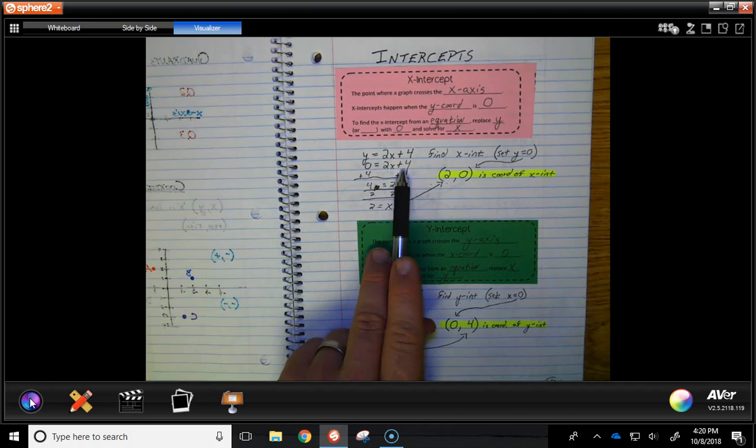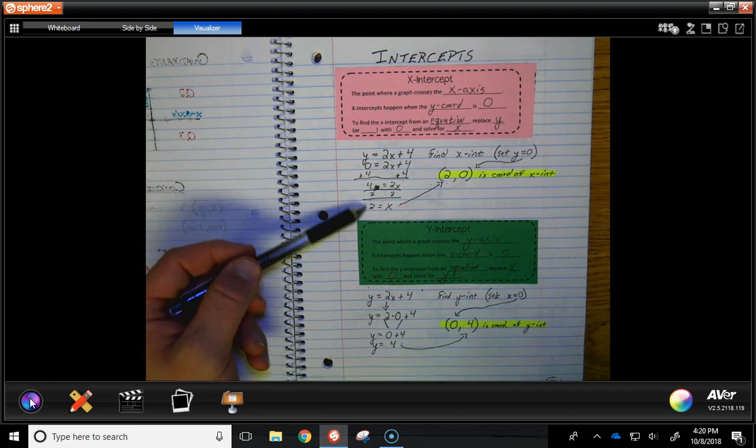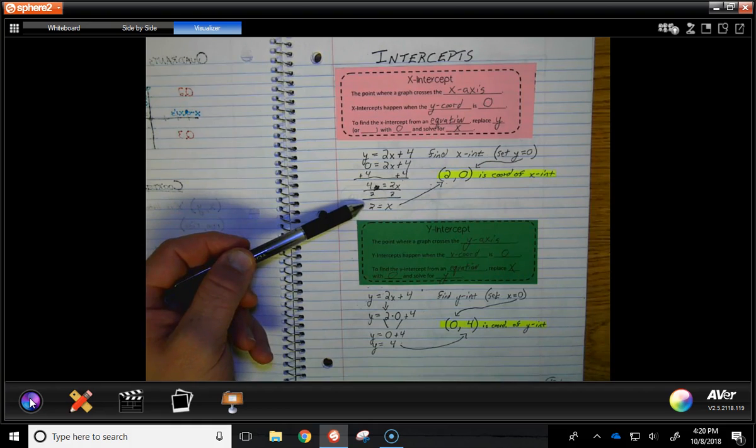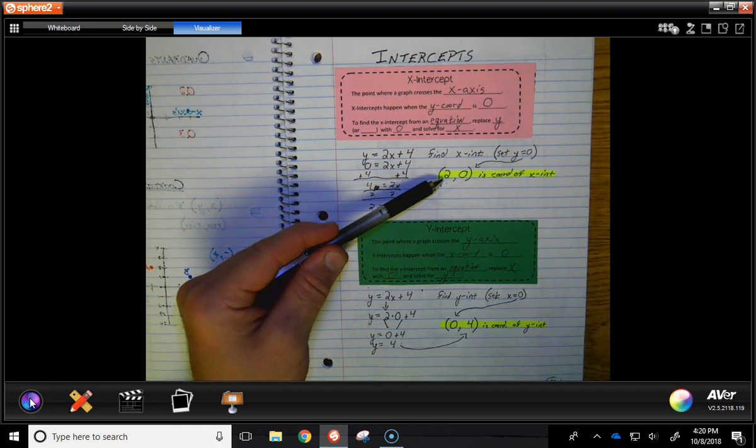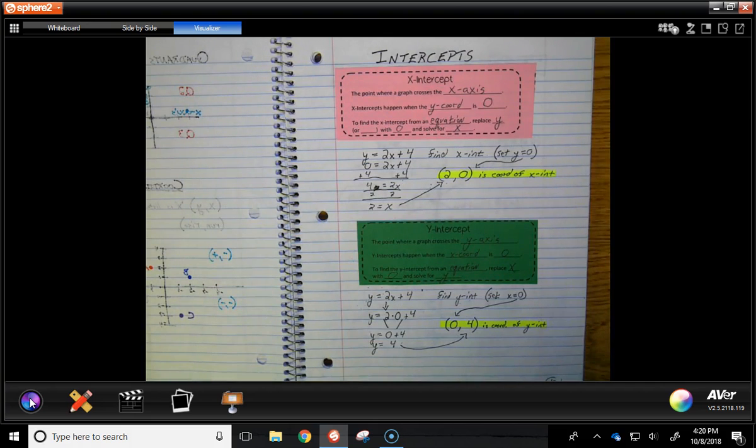0 equals 2x plus 4. We solve all the way down till negative 2 equals x. So my coordinate is negative 2, 0. My graph would have crossed the x-axis at negative 2, 0.